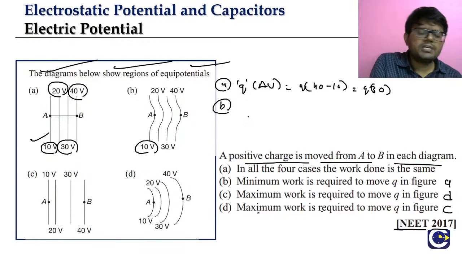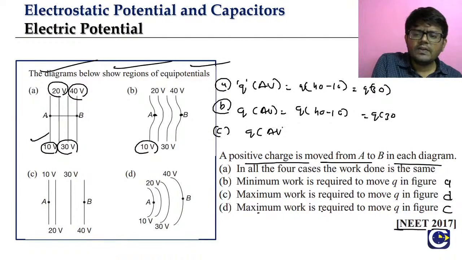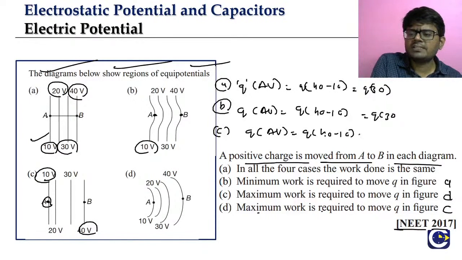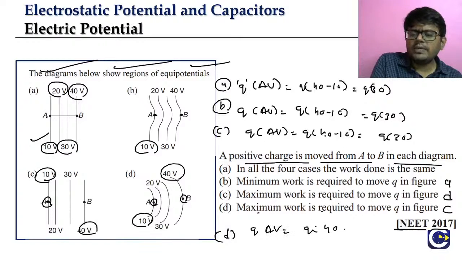In option B, we are again moving from point A to point B, where point A potential is 10 volt and point B is 40 volt. So q into 40 minus 10 is 30. In option C, we are moving from point A to point B. Point A potential is 10 volt, point B is 40 volt. Q into 40 minus 10, that is 30. In option D, we are moving from point A to point B. Point A potential is 10 volt, point B is 40 volt. Q into delta V, which is q into 40 minus 10.